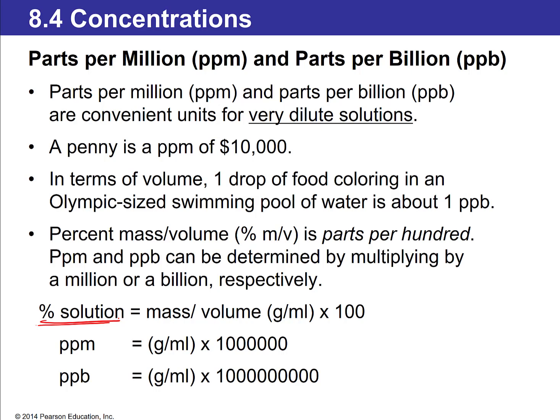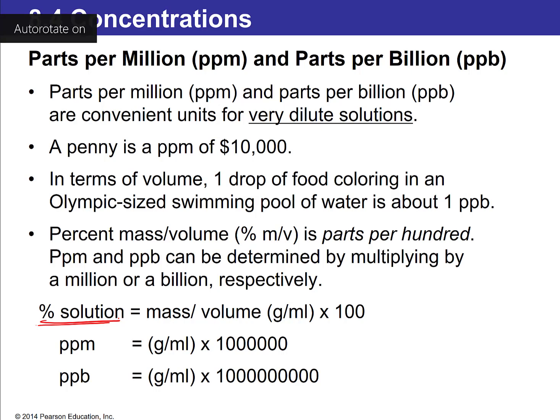Parts per million and parts per billion, you're going to do exactly the same thing. You're going to put your answer in grams per milliliter, grams of solute divided by milliliters of the solution, and for parts per million, you multiply it times a million. Parts per billion, you're going to multiply it times a billion. So go and set it up the same as you would for a percent solution in order to solve for this.